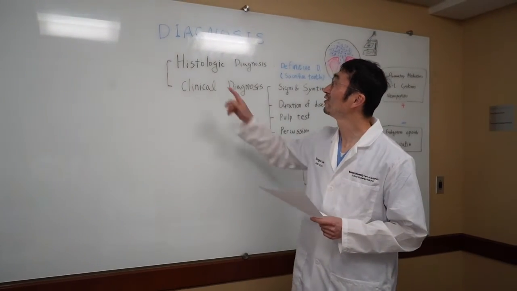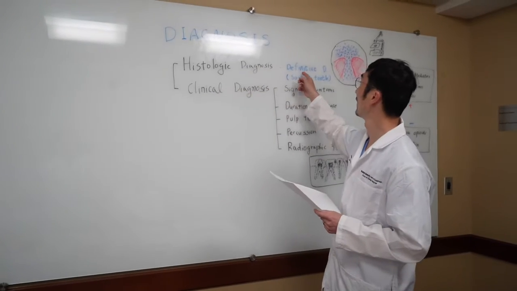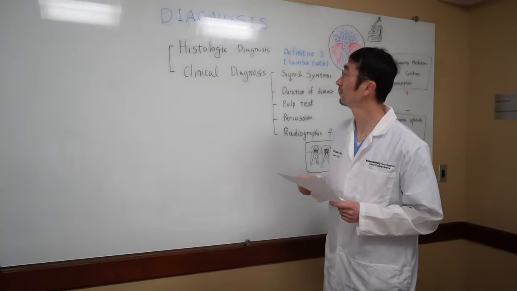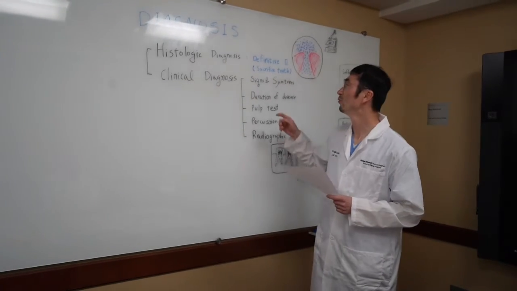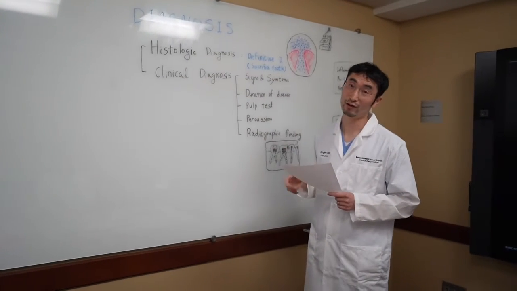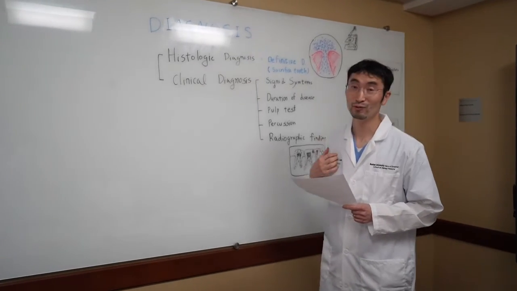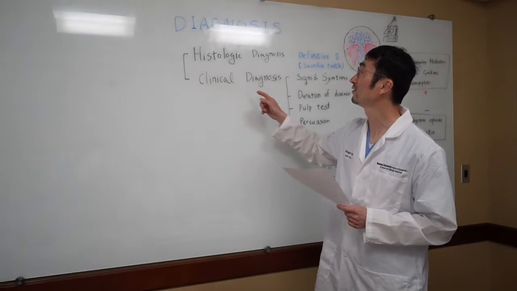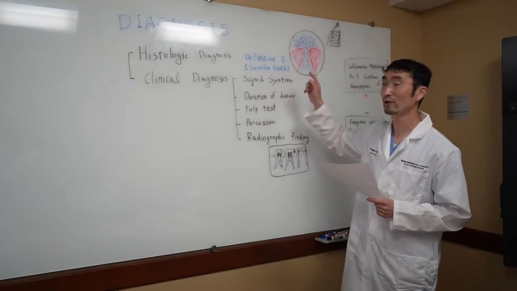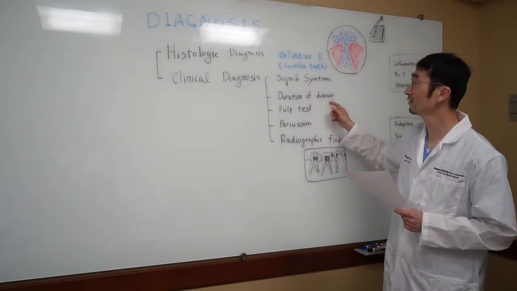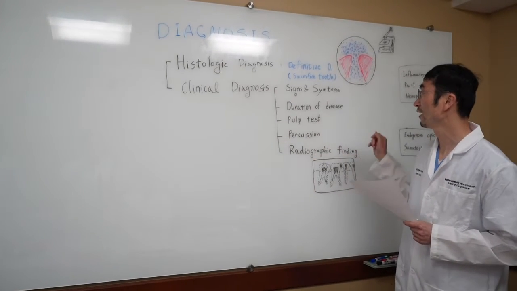As you know, histologic diagnosis is the definitive diagnosis, but it takes time, and most of all, we need to sacrifice the tooth. So, I'm not sure your patient would like this. So, we have another one, clinical diagnosis. This includes signs and symptoms, duration of disease, pulp test, percussion, and radiographic findings.